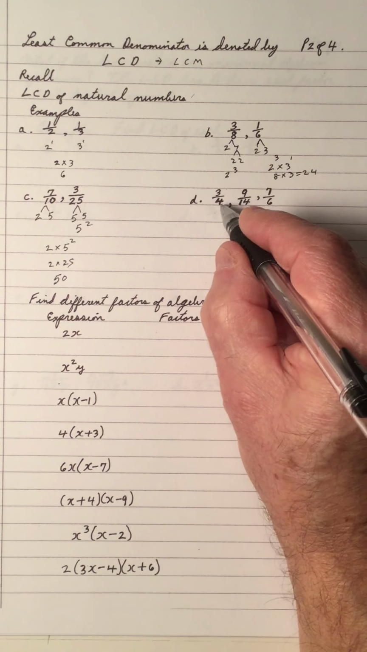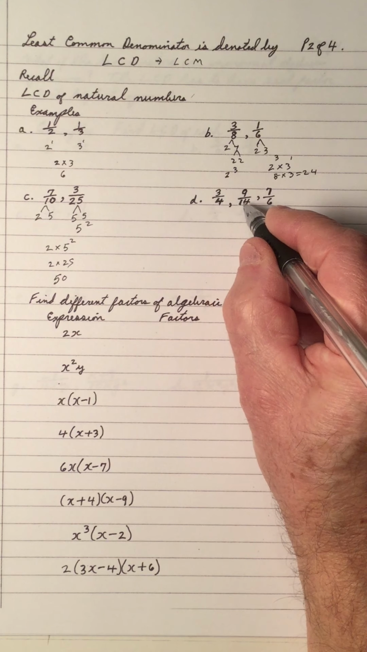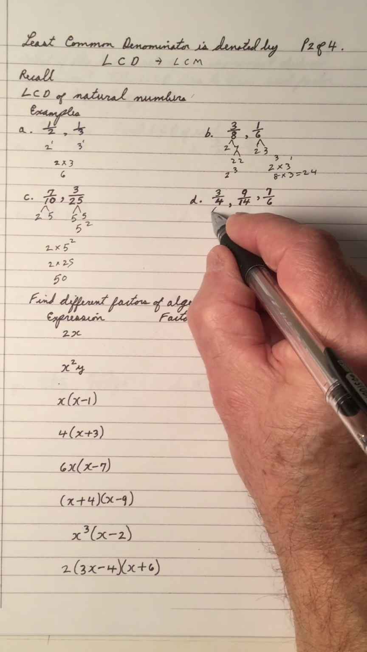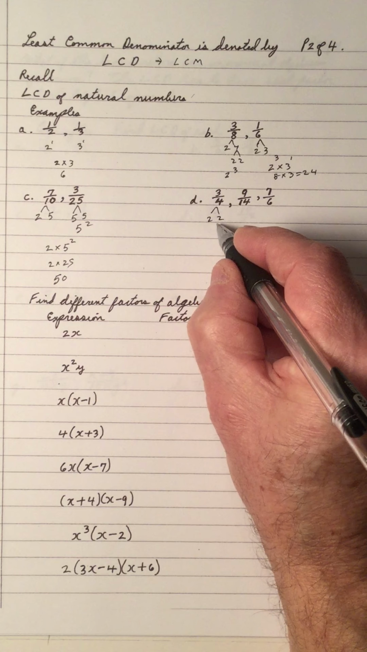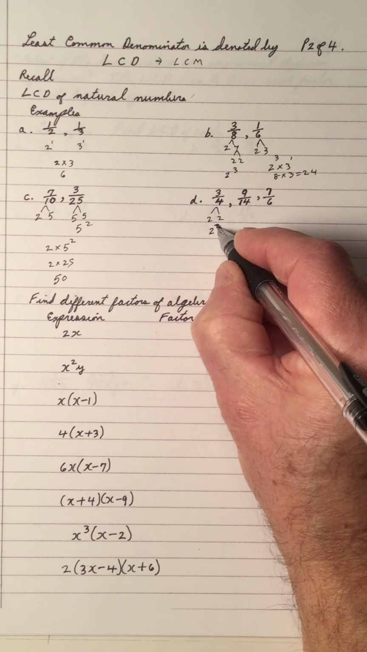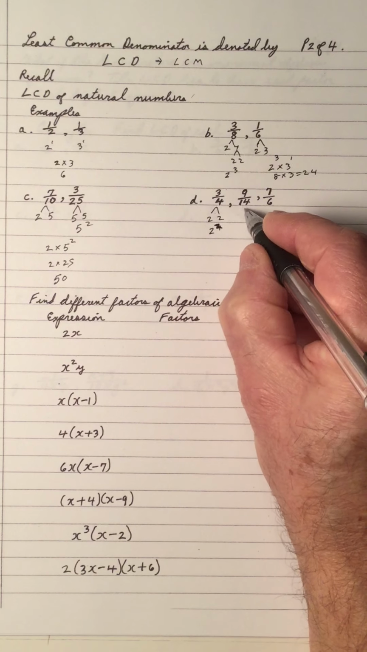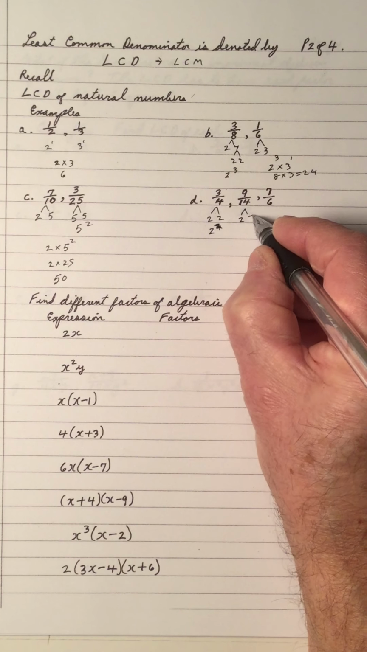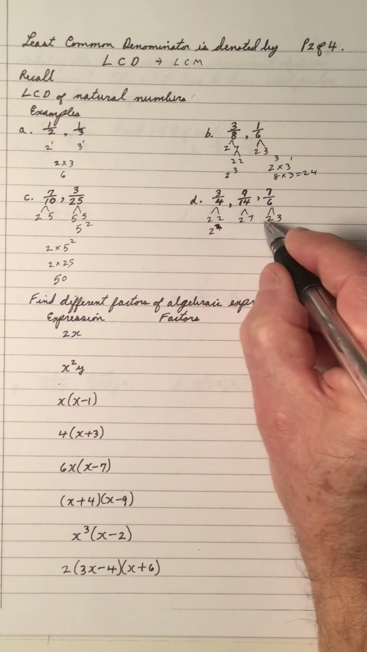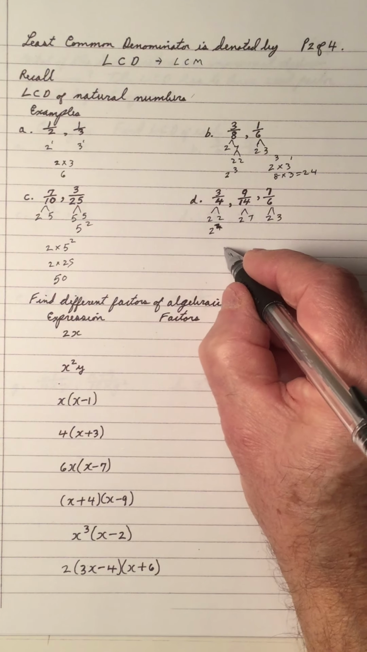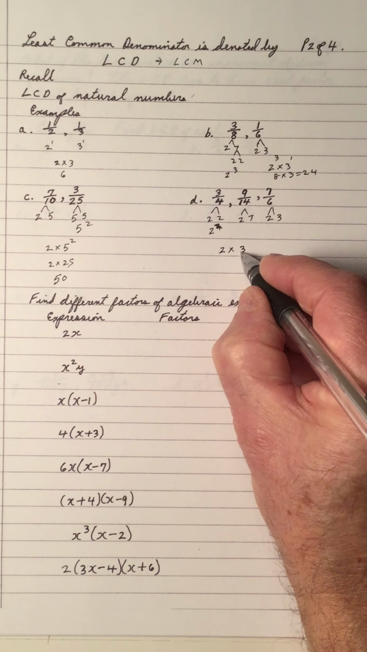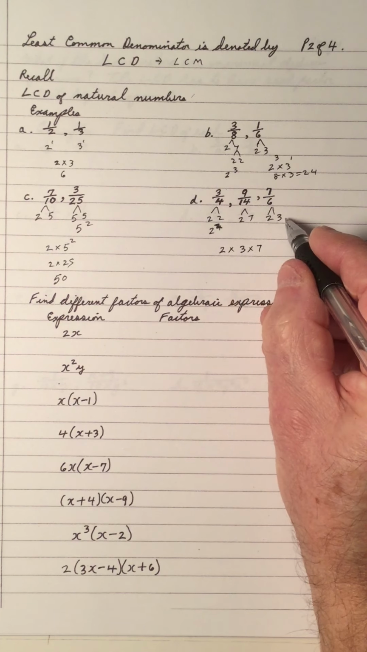D, let's look at the denominators of 4, 14, and 6. It's not the numerator, it's the denominator. So 4 is 2 times 2, which is 2 squared. 14 is 2 times 7. 6 is 2 times 3. So that's the prime factorization. I have a factor of 2, a factor of 3, and a factor of 7 if I put them in order.